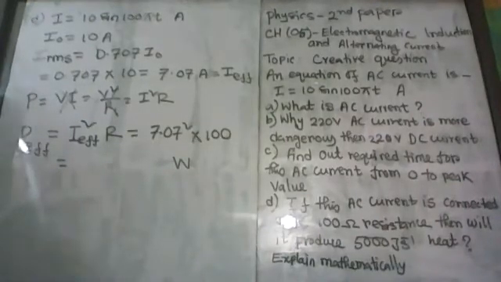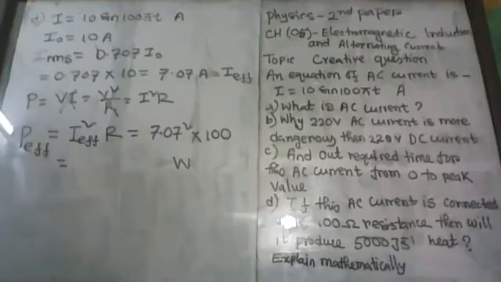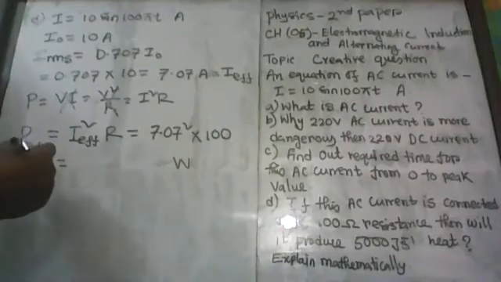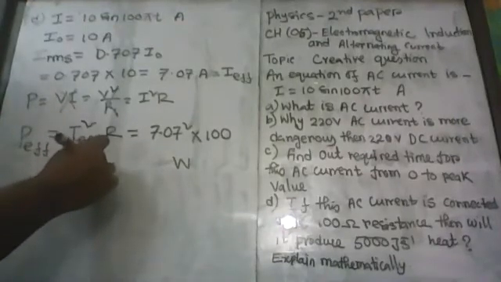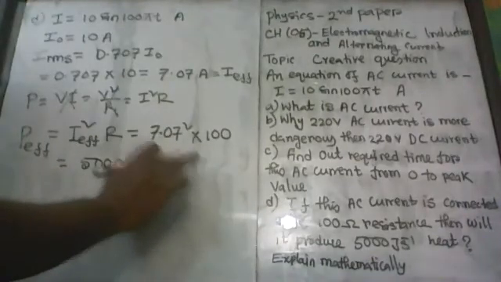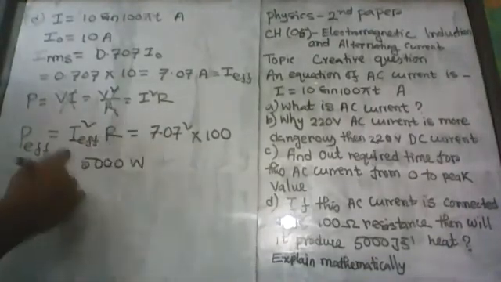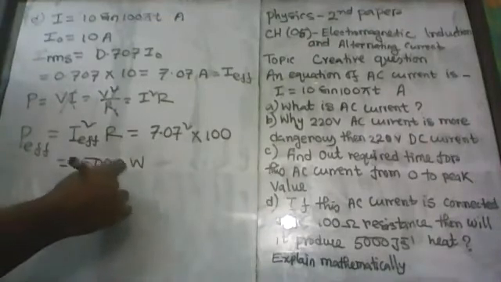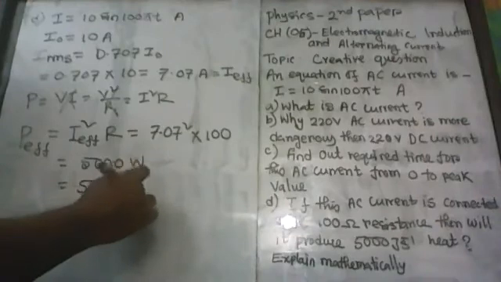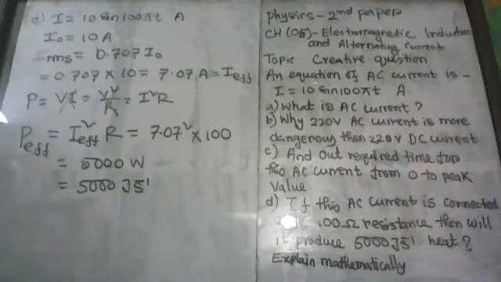Total effective power will equal 7.07 square multiplied by 100. It's nothing but 5,000, approximately 5,000 watt. So it can produce 5,000 joule per second heat. I repeat, boys and girls, I think it can produce 5,000 joule per second heat.